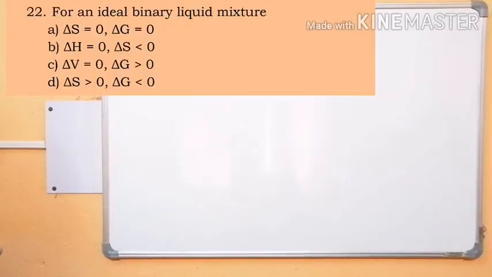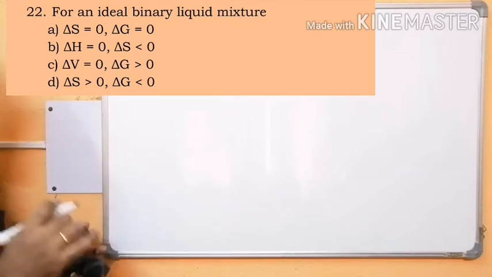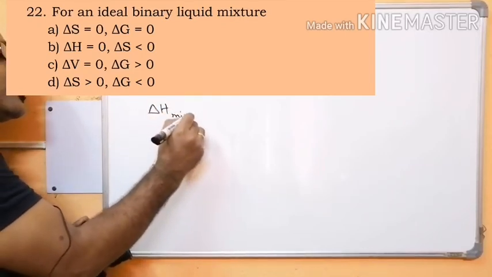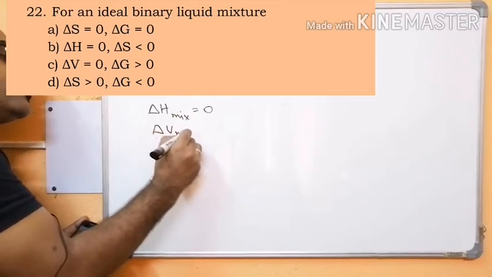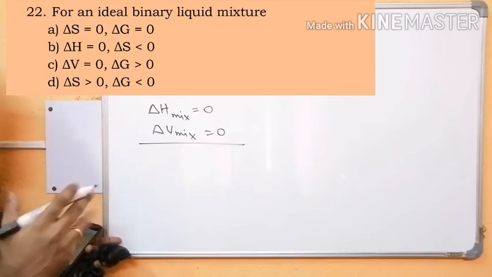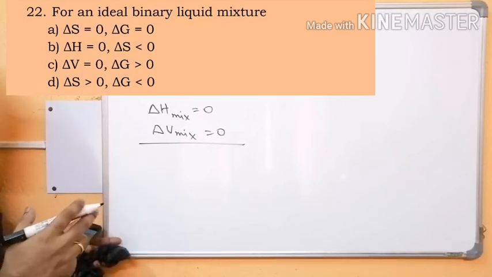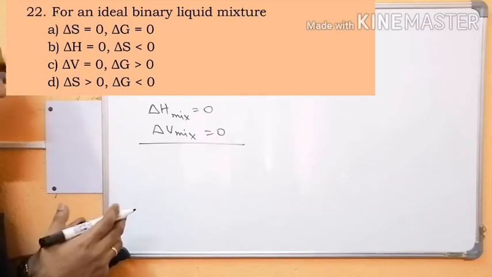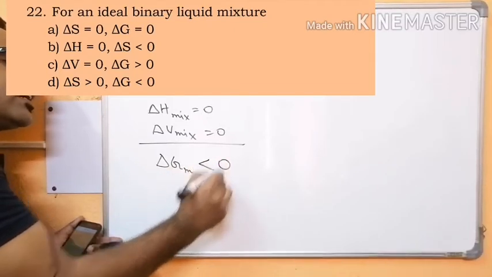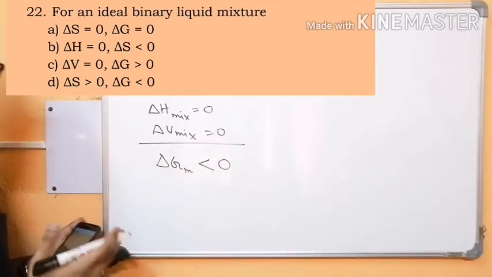For an ideal binary liquid mixture, delta S is not 0 and delta G is not 0. We have learned that for an ideal solution, delta H mix is 0 and delta V mix is 0. Now, the formation of the mixture, that is, you are mixing the two components. They mix spontaneously, that means the process is spontaneous. So delta G mix will always be less than 0 since the process is spontaneous.